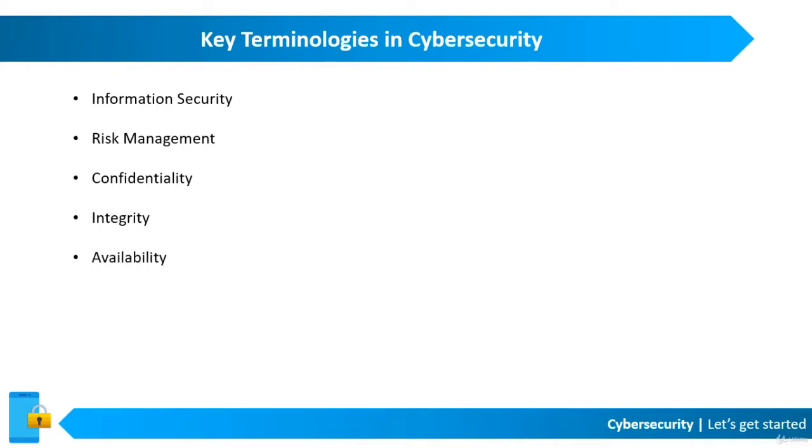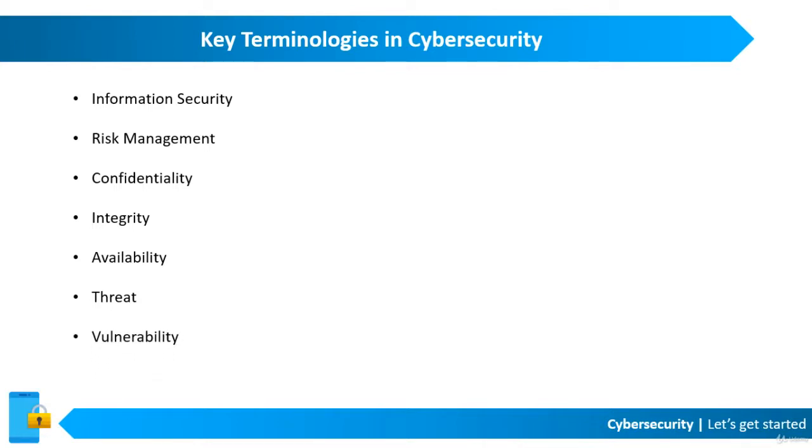Availability makes sure that the data, information, or assets, anything which comes under information and assets, is available to the required people when and wherever it is necessary. Threat. A threat is something which can harm the reputation of the organization, or it can disrupt the normal processing of the organizational services.